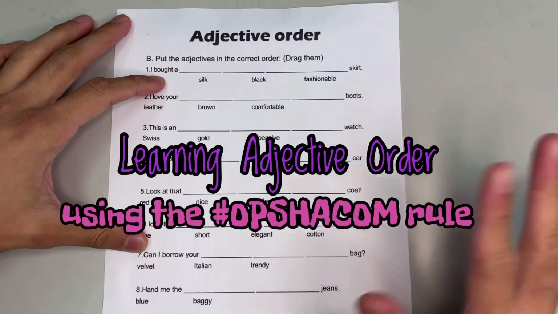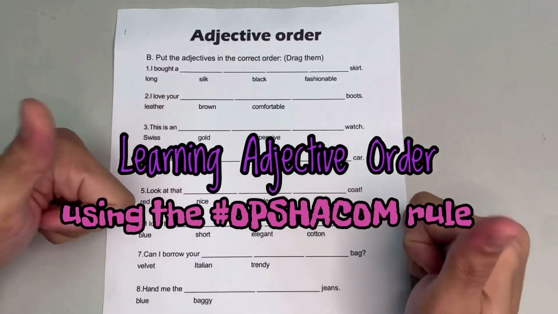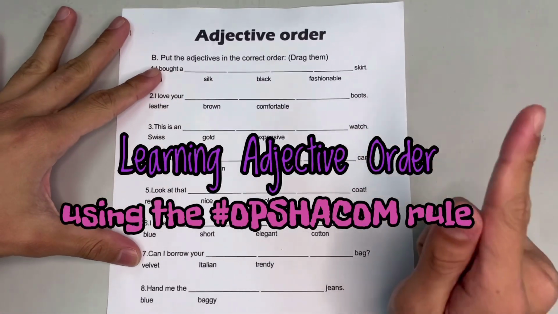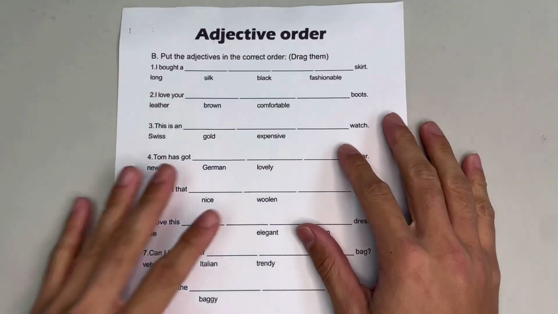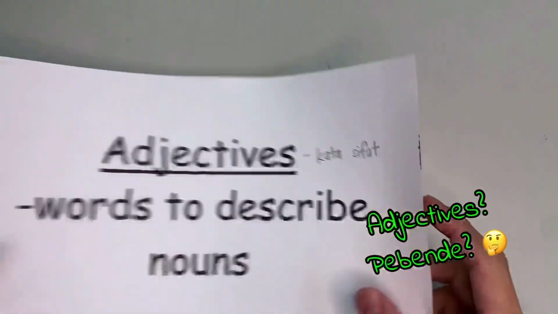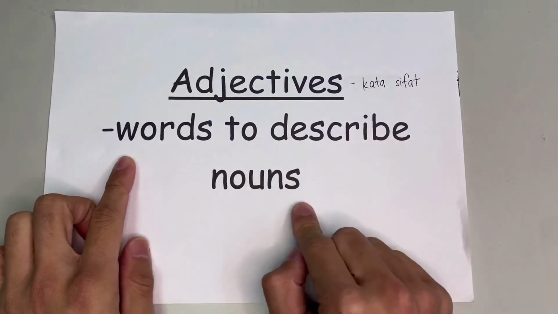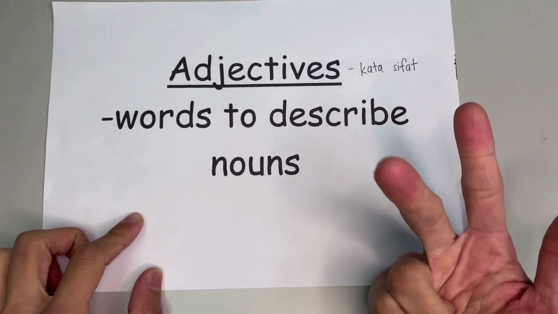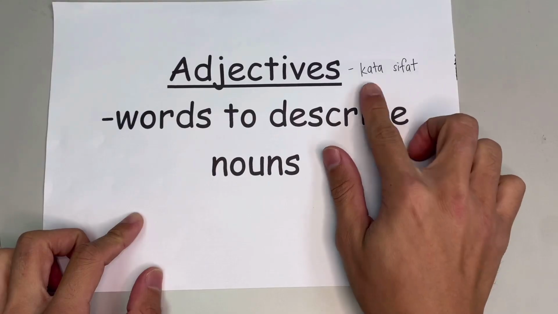Today's lesson, we are looking into the meaning and examples of adjectives and also remembering the correct order of adjectives using the #OPSHACOM rule. Before we start our lesson, we are first going to understand what adjectives are. Adjectives are basically words to describe nouns. They are words to describe people, places, animals, or things. In BM, we call adjectives kata sifat.